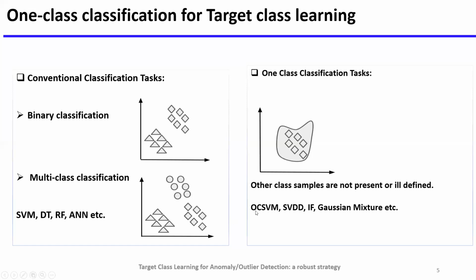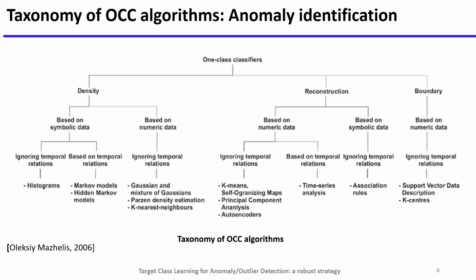But suppose we have only one class. Then we must try to identify some boundary that will cover all the data points of the target class. In the later stage of testing, a data point that does not fall inside this boundary may be directly concluded as an anomaly. The best examples are one class support vector machine, support vector data description, isolation forest, Gaussian mixture model, and many more. We'll see them in the upcoming slides.